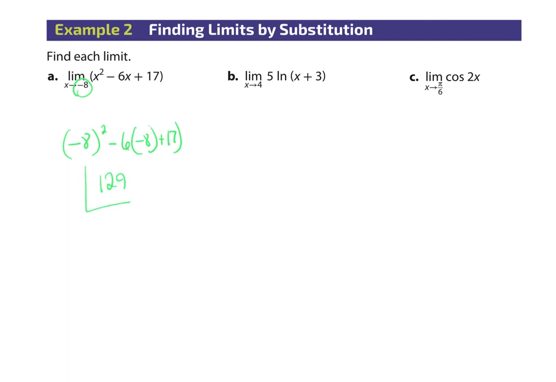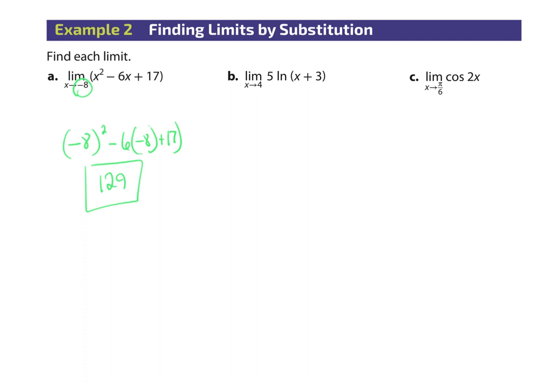129 is my limit. That is my limit. All right? Natural log function. Now, not all natural log functions are going to be continuous. We could have an actual problem with the log, right? Natural log of a negative number, you're going to have an error. It's not going to exist.